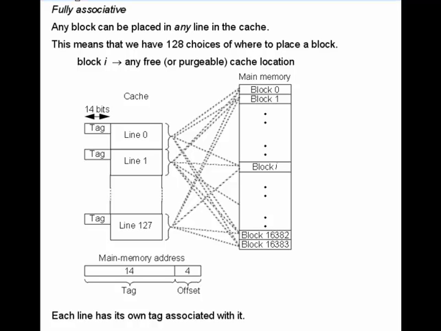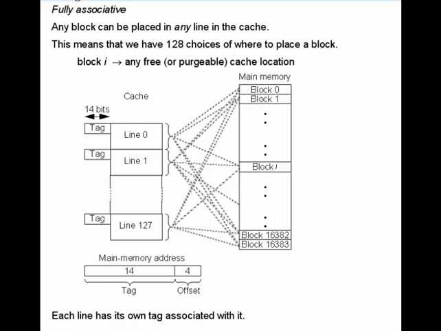Because any block can go anywhere, we don't need a field telling us which cache line a particular block needs to go into, and therefore we don't have any index field at all. We do have an offset field, of course, because that tells where in a particular block a specific word or byte is located. But the rest of the address consists entirely of the tag field. Therefore, our tag field is 14 bits wide.